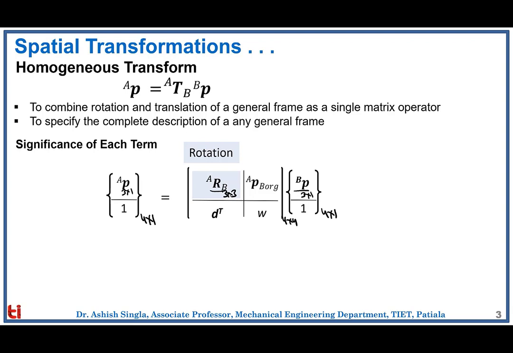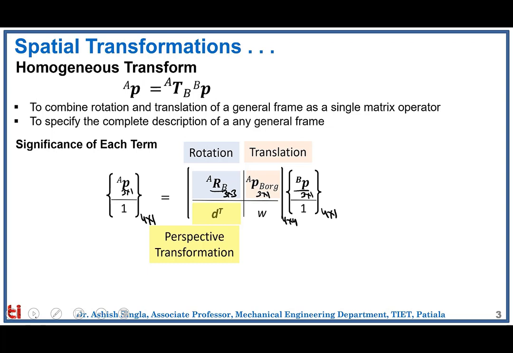Next, we have the translation. The translation is represented with the help of this vector APB origin, which is a 3x1 vector, and it represents the distance of the origin of frame B with respect to frame A.